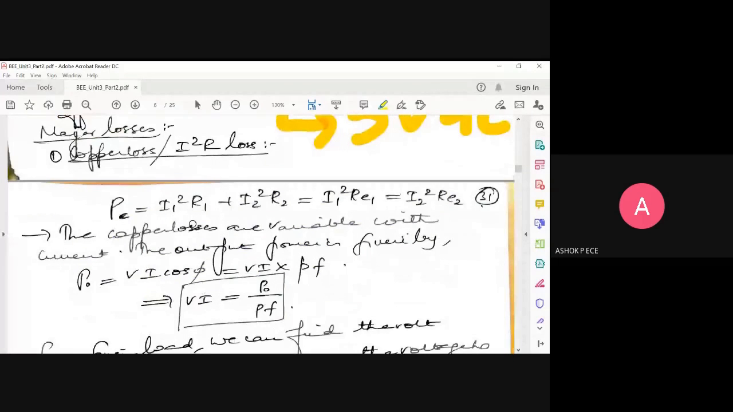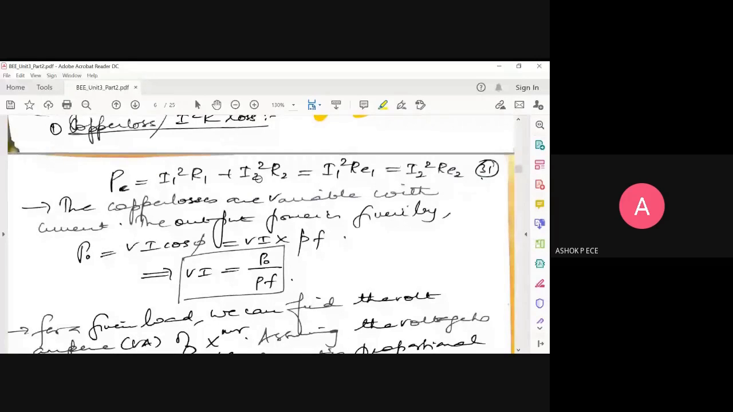So when current flows through winding in the primary and secondary, because of resistance of the winding, you will have some copper loss. So either if you consider both the primary and secondary current, it's going to be I1 square R1 plus I2 square R2. If you are transforming everything into one side, into impedance, so if you are transforming the resistance into effective resistance in the primary, it is just I1 square into RE1. If you are going to move all the resistance into the secondary, it's going to be I2 square into RE2.